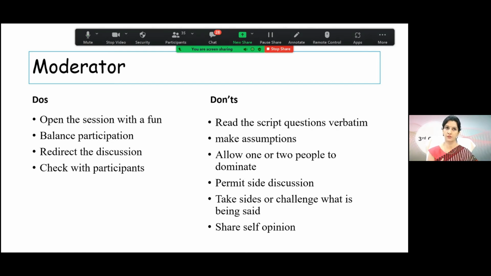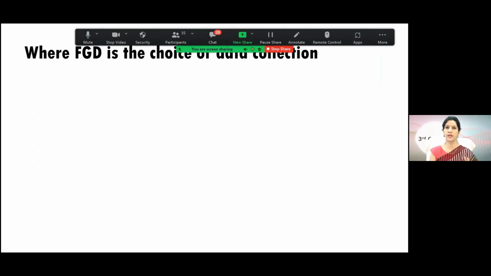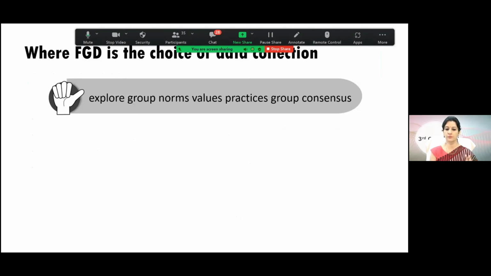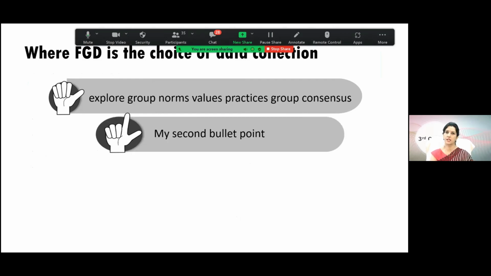So the moderator should start the session with fun, balance participants, redirect the discussion, and check the participants. I'm not going into the detail of these, because these are not the theoretical part, and I am skipping this. So where should this be the choice of data collection method? When you want to explore group norms and values, then it should be the data collection method.